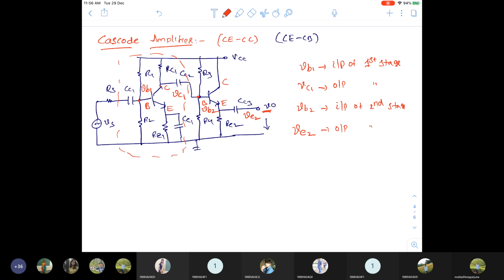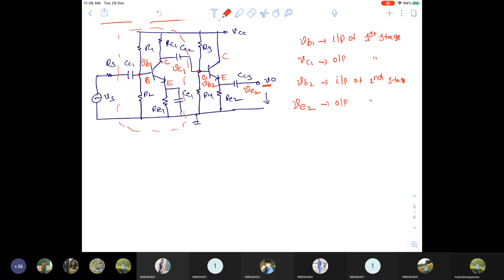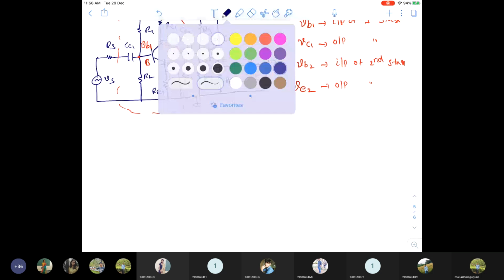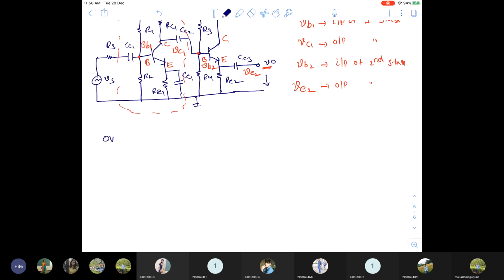VE2, output of the second stage. Right, so let us write the overall current gain, overall voltage gain, all those things. So that is the overall voltage gain.